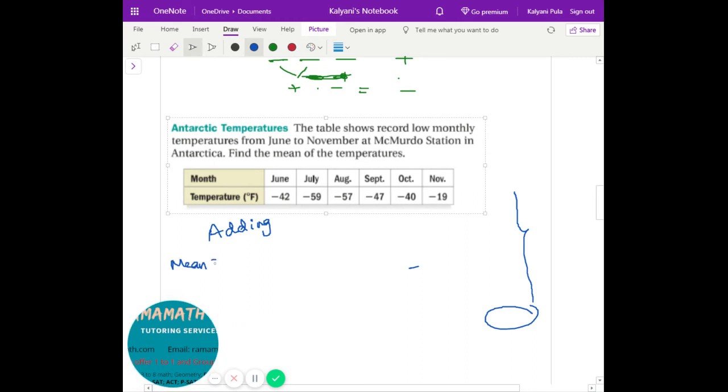So you add all of them. Mean means add all, and then divide by how many you have, by the number. Okay, that's good.